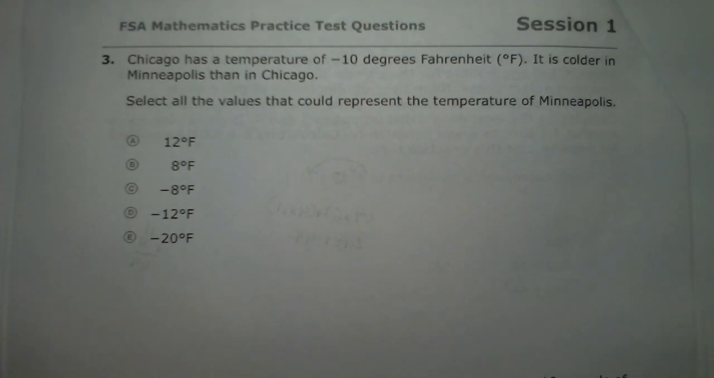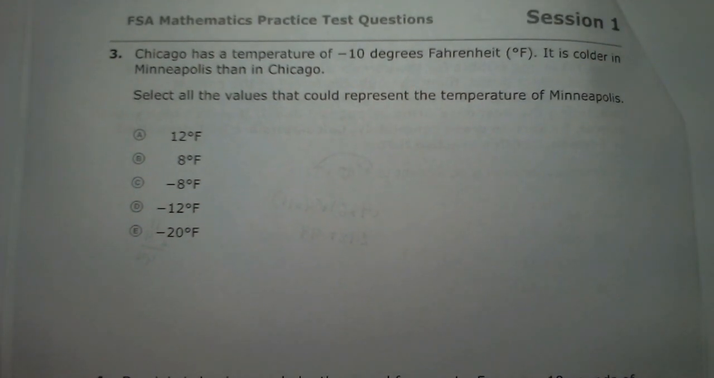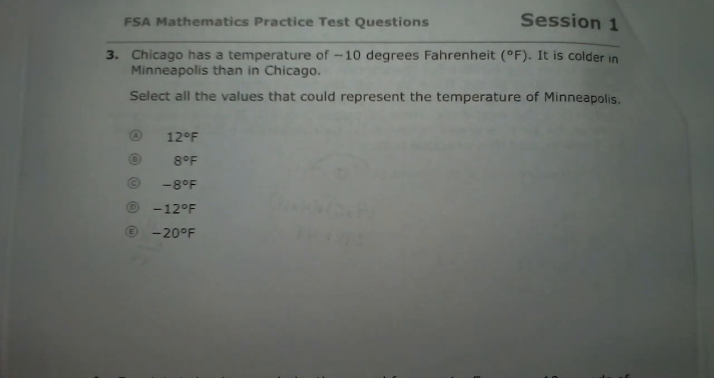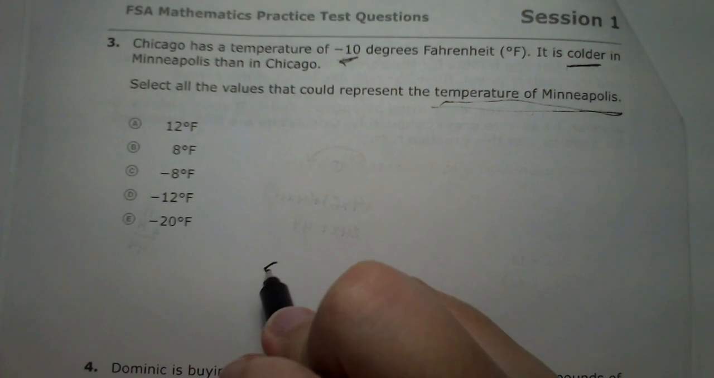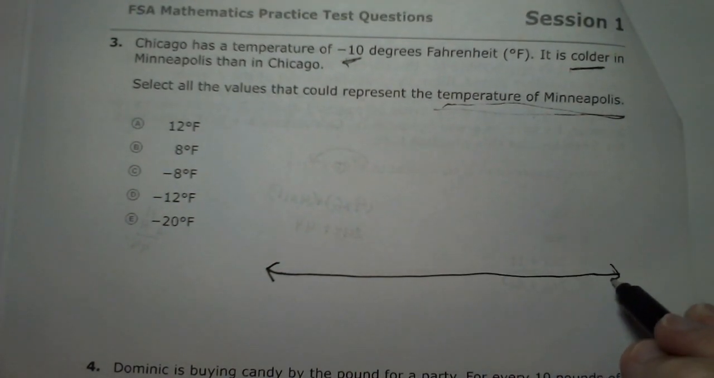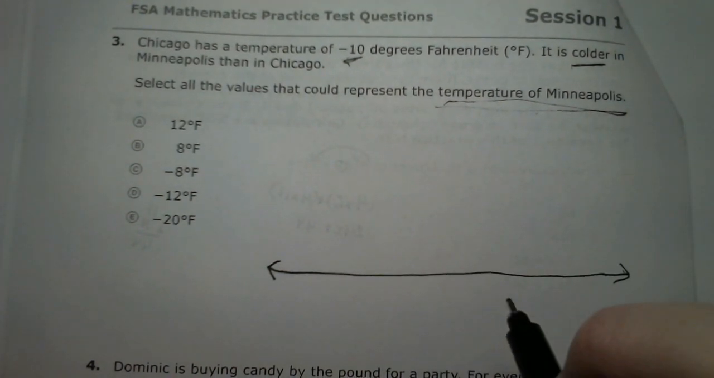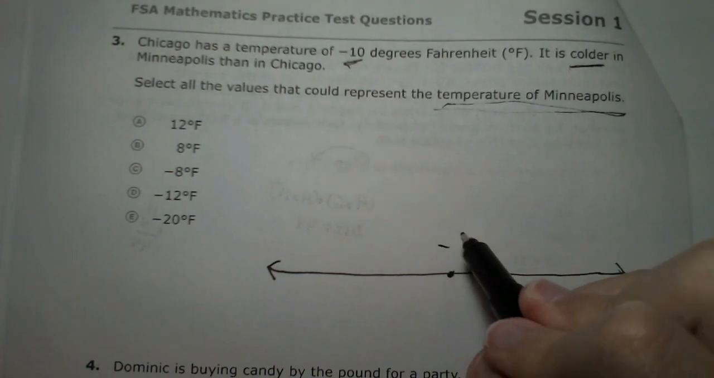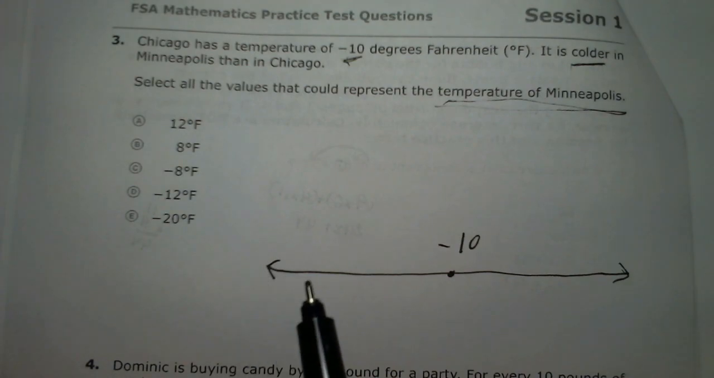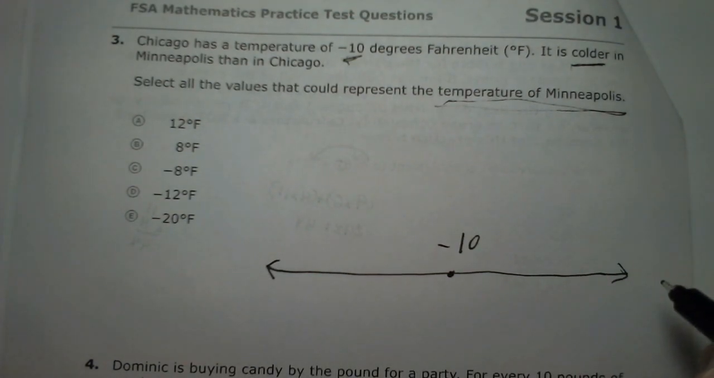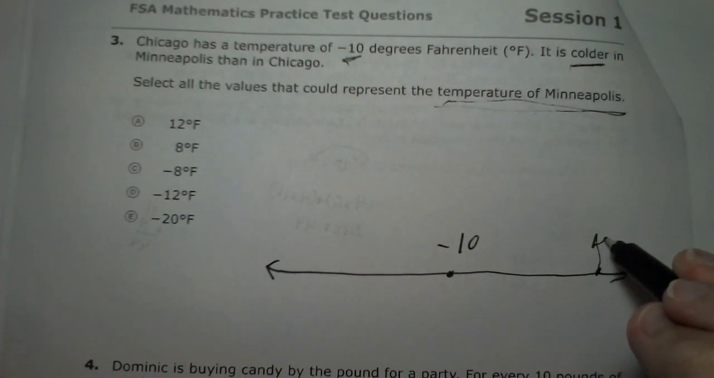So, first of all, what does this mean? Well, we're looking for numbers that are very clearly less than negative 10. So let's put this on a number line. This is a clear way to see what numbers are less and which numbers are more. So we've got negative 10 right there in the middle. So let's put 12 on our number line. 12 is going to be way up in front over here.